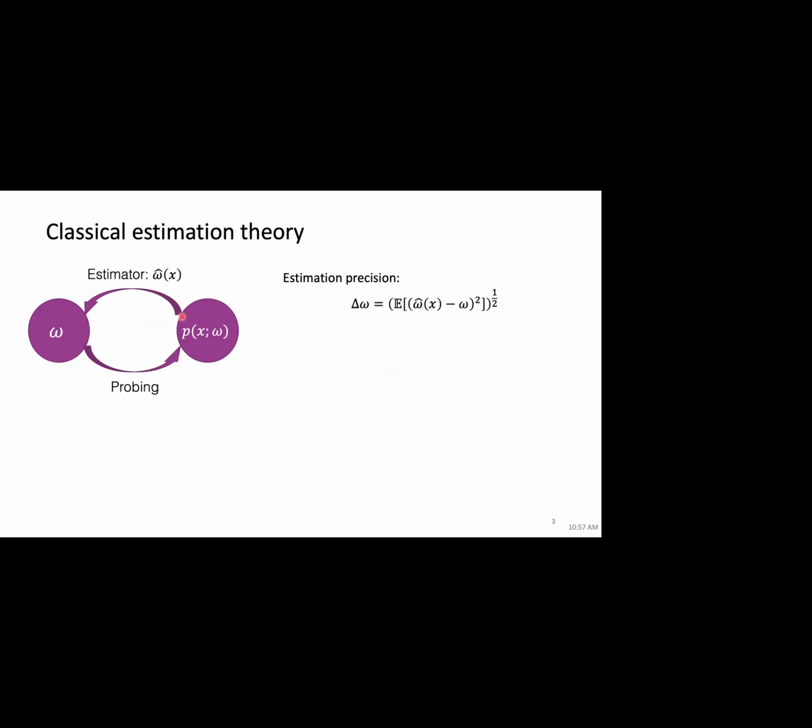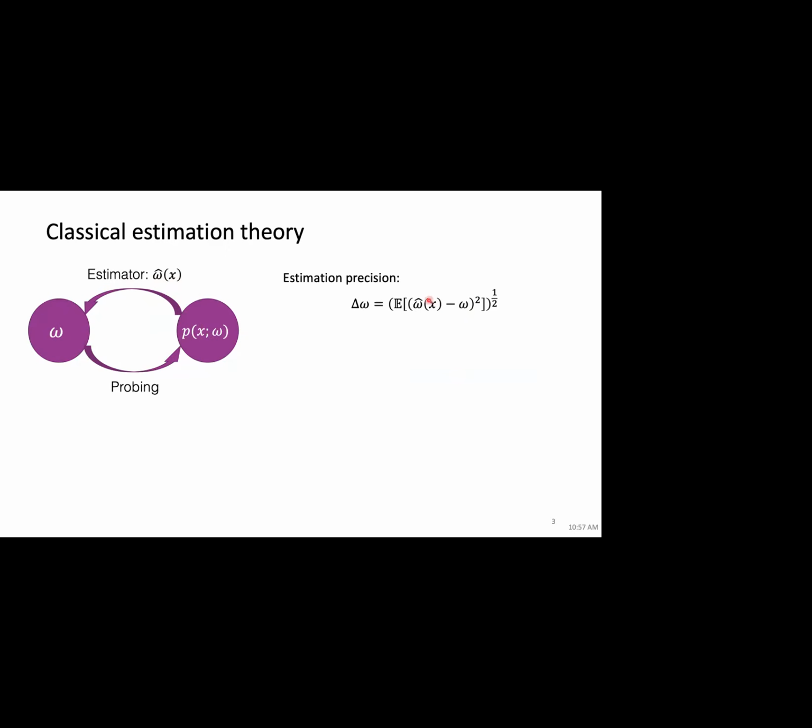Before we take a look at quantum metrology, let's first take a look at classical estimation. In classical estimation, suppose we have some unknown parameter omega we want to estimate. Instead of having the exact value of omega, we have a probability distribution, and X here is the measurement outcome. Then we try to estimate the value of omega using some estimator omega hat.